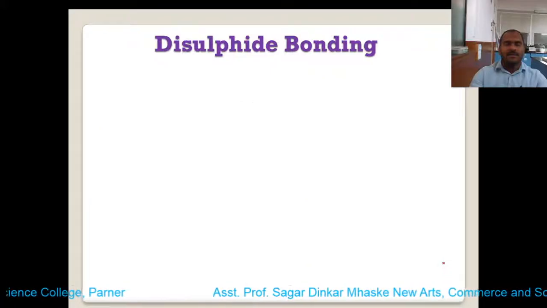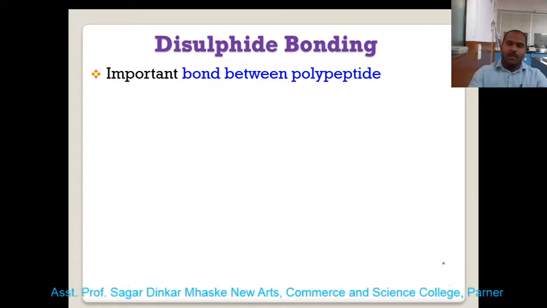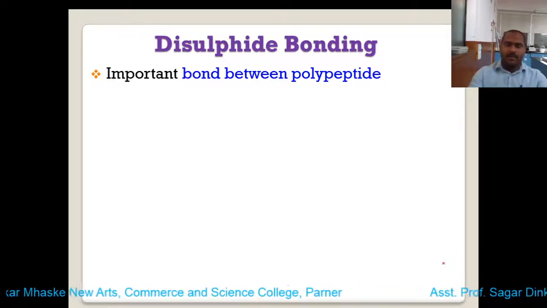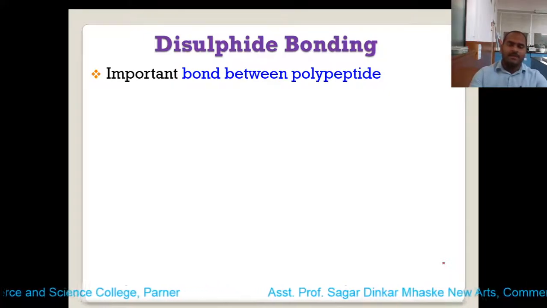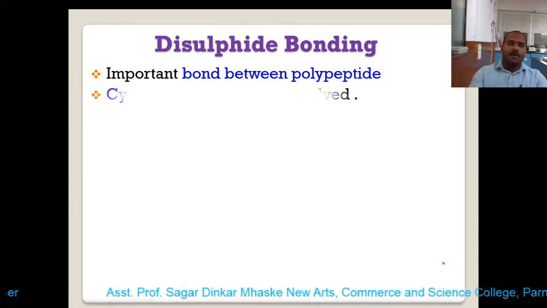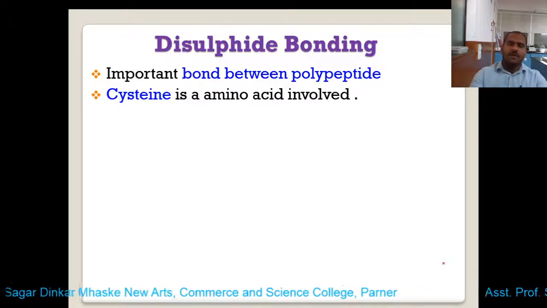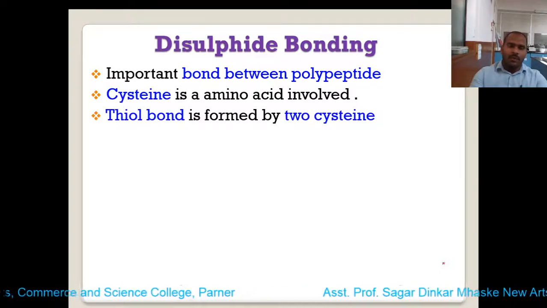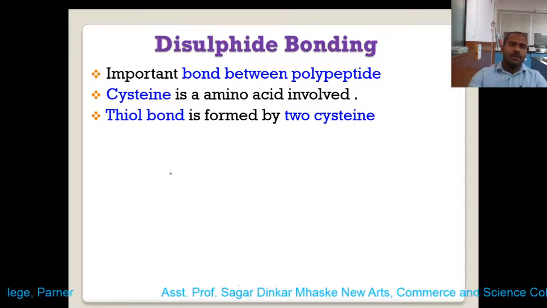Now let's consider the second, that is, disulfide bonding. This is an important bonding between polypeptides. It may be present within a single polypeptide or between opposite polypeptides, but many times it is observed within a single polypeptide, resulting from the cysteine amino acid which is involved in the disulfide bonding. Two molecules of cysteine are involved to give the disulfide bonding through the thiol group.